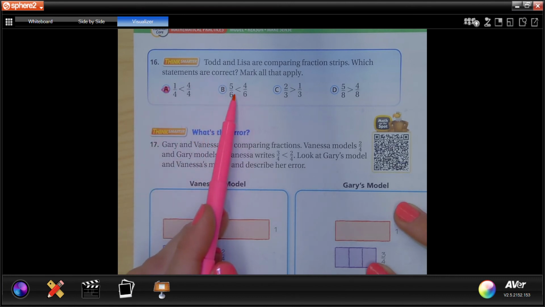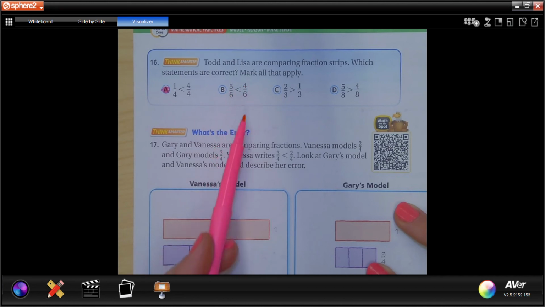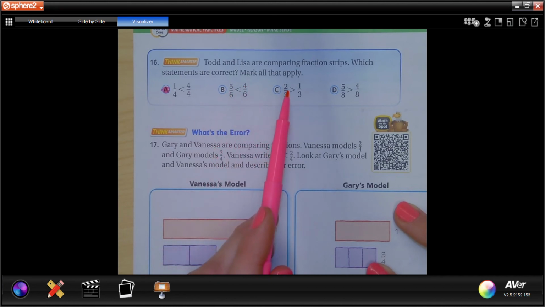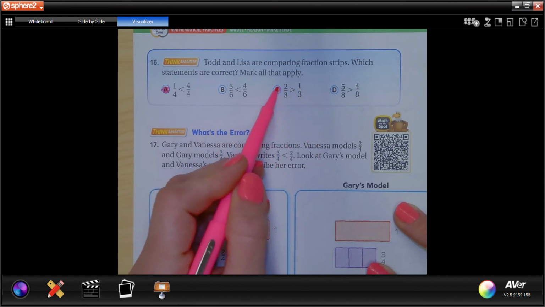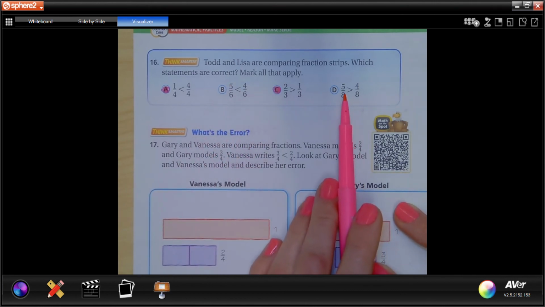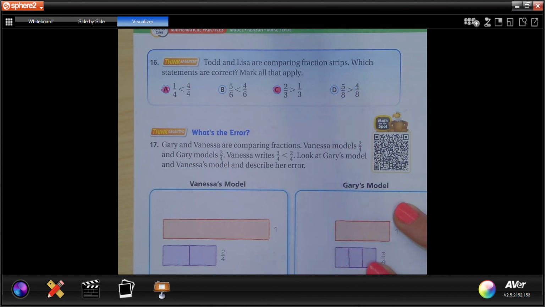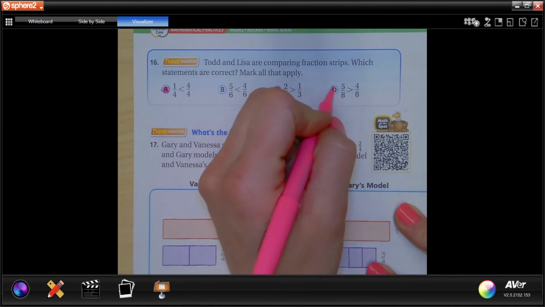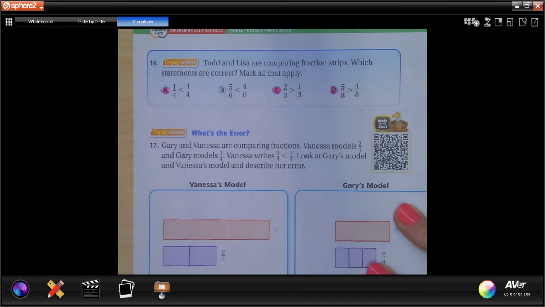5/6, we have 6. Is 5 less than 4? Nope, that's not correct. We have thirds. Is 2/3 greater than 1/3? Is 2 greater than 1? Yes, it is. And we have eighths. 5/8 and 4/8. Is 5 greater than 4? Yes, it is. All right.